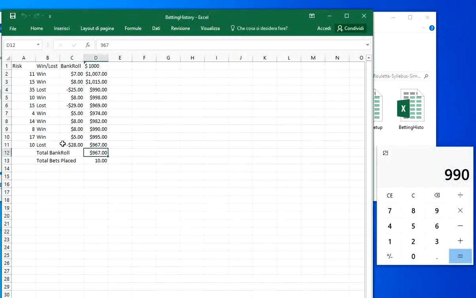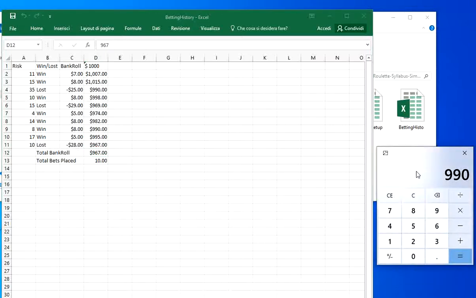And then at the end of 50 spins, we ended up with a balance of 960.